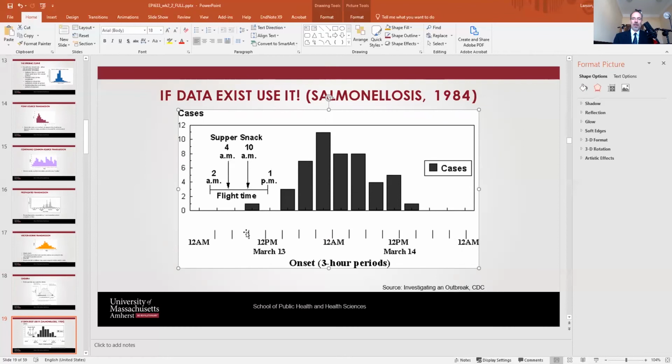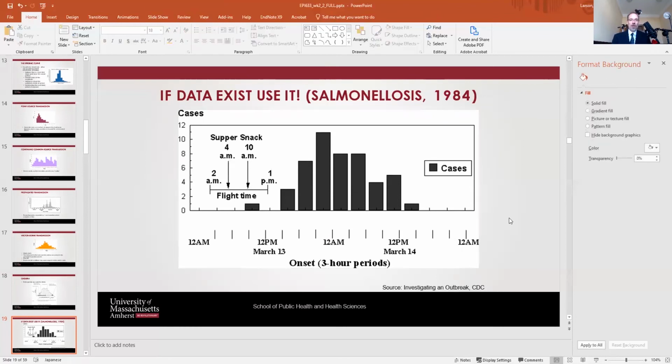I'm not sure. I actually don't know this data, so I'm not sure exactly what happened here. But the point is, if you have even some kind of limited data like this with just a handful of cases, we can glean a little bit of information and draw some conclusions about this. In this case, we're associating all those salmonella cases with a particular mealtime on an airplane.